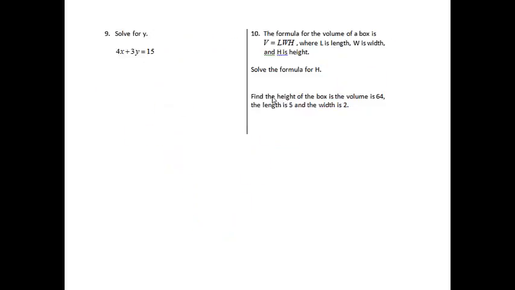Okay, number 9, solve for y. We have 4x plus 3y equals 15. All right, on these types of problems, I like to circle the 3y. So if I want to get that 3y by itself, to get rid of 4x, we're going to subtract 4x from both sides. And remember, I like to write those in one line. So the x's are gone. So we still have 3y equals 15 minus 4x.